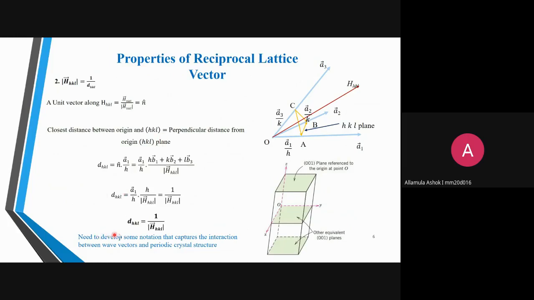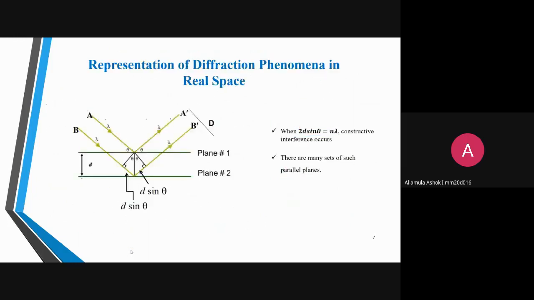Now we need to develop some notation that captures the interaction between wave vectors and the periodic crystal structure. Our final aim is to characterize a material using diffraction as a tool, and to understand this concept very easily compared with real space. So for that we need to develop the diffraction condition in the reciprocal lattice.